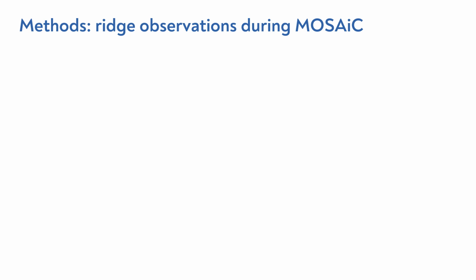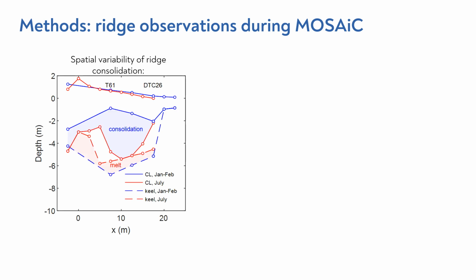To investigate this process, we used ridge observations during MOSAiC. Our ridge was sampled after its formation in January and later in July. It was studied using ice coring and temperature buoys. Coring observations, which you can see now, showed a strong spatial variability, with a strong consolidation in the central part of the ridge and weak consolidation at its flanks.